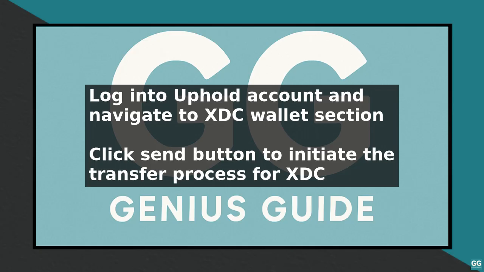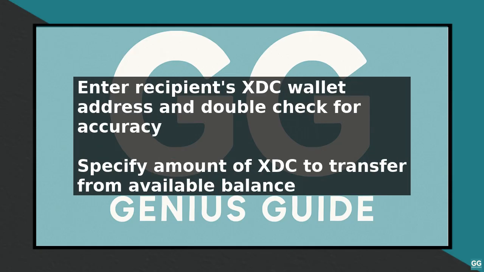This address is unique and can be found in the recipient's Xdc wallet. It is crucial to double-check the address to ensure that the Xdc is sent to the correct recipient. After entering the recipient's Xdc wallet address, you will need to specify the amount of Xdc you want to transfer. You can choose to send the entire balance or a specific amount.